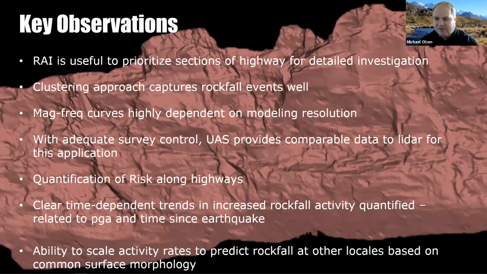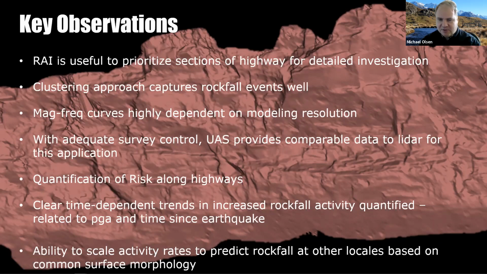So a lot of observations have come from this work. The rockfall activity index is something that lets us both look really localized at the slope and see the processes that are going on and the morphological indicators, as well as on the broader sections of highway to identify which sites are the most significant. With the magnitude frequency curves, we could see a lot of the effects of which sites were more hazardous and which ones we would expect to have higher levels of rockfall activity. And also saw clear seismic trends associated with that.